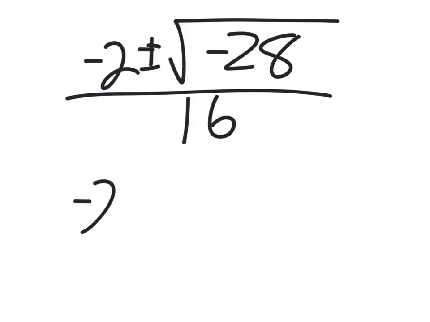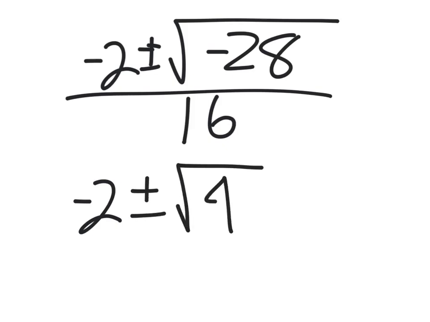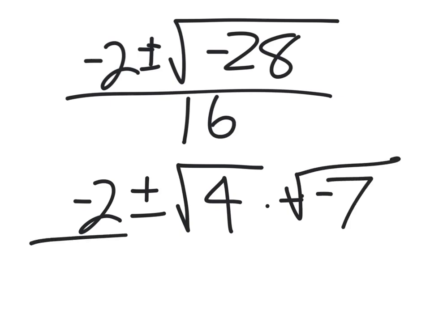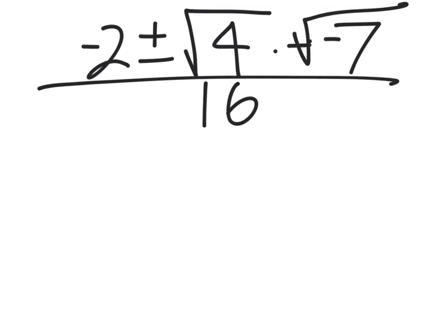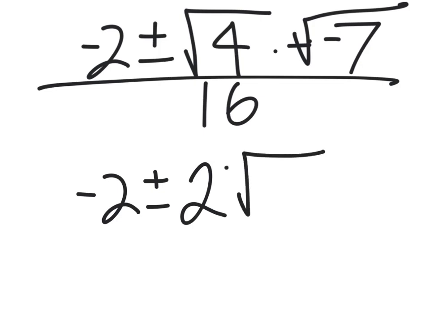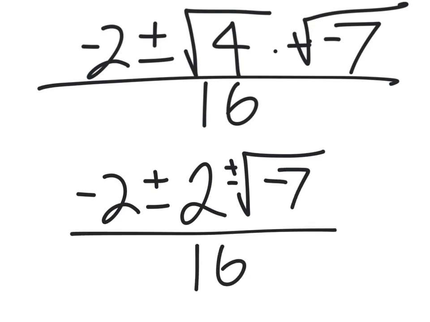So I'm going to rewrite this like -2 plus or minus the square root of 4 times the square root of -7 over 16. And what we're going to do is simplify this like -2 plus or minus, the square root of 4 is 2, plus or minus -7 over 16.